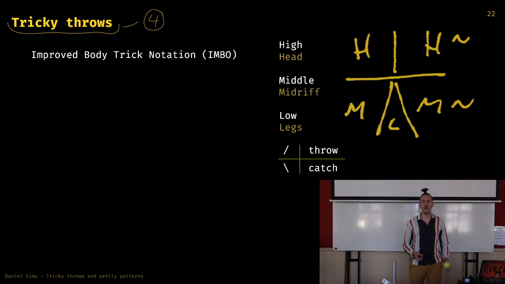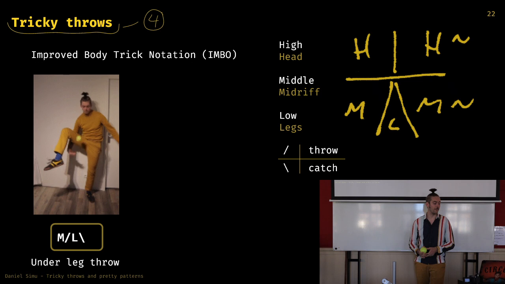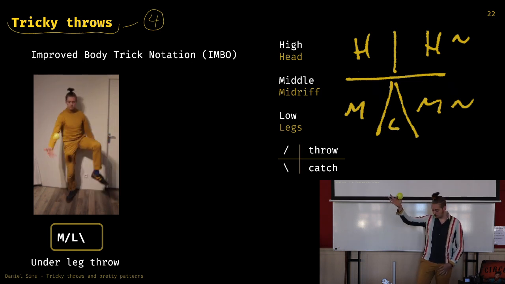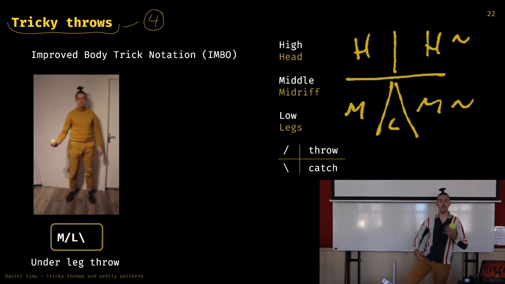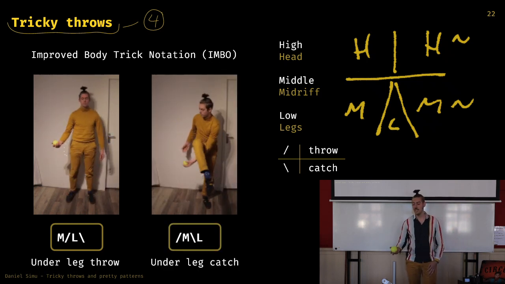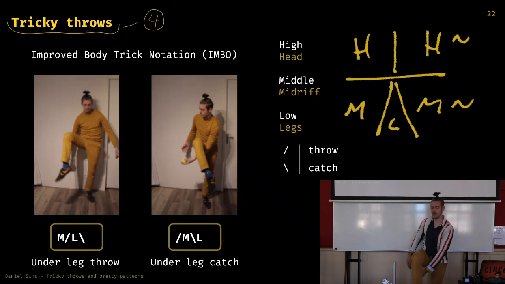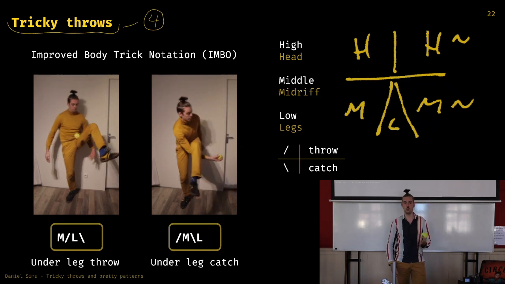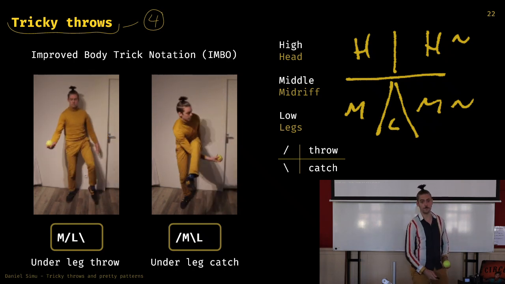But more importantly, I added notation to be able to describe when a throw is being made. For example, if I want to do an under-the-leg throw, the ball first passes through the middle hole, then it gets thrown, then it goes through the leg hole, and then it gets caught. Or, alternatively, if you do an under-leg catch, it first gets thrown, and then it goes through the hole, then it gets caught, and then it gets pulled through the leg hole. The change of this order means the difference between these 2 tricks.